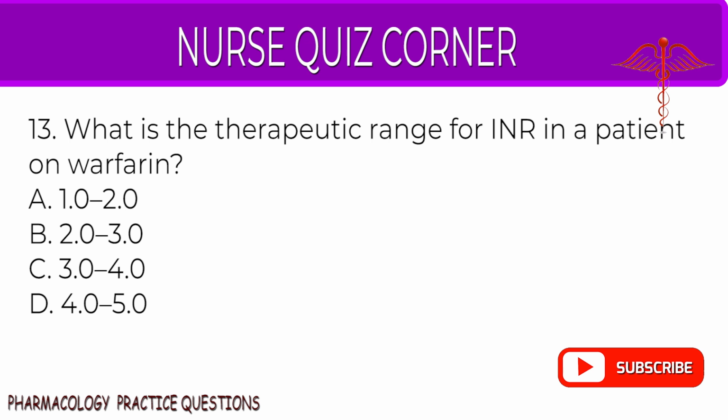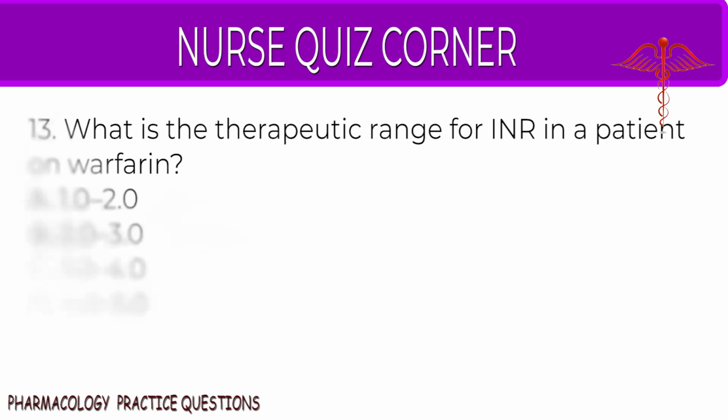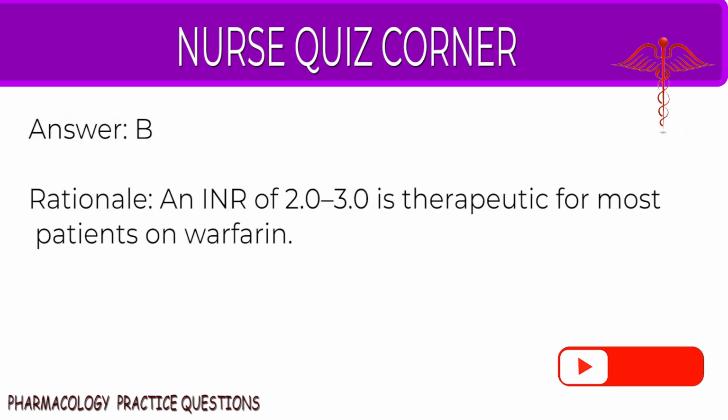13. What is the therapeutic range for INR in a patient on warfarin? A. 1.0 to 2.0, B. 2.0 to 3.0, C. 3.0 to 4.0, D. 4.0 to 5.0. Answer: B. Rationale: an INR of 2.0 to 3.0 is therapeutic for most patients on warfarin.